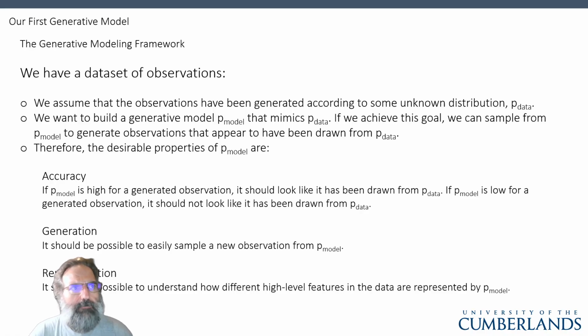So whenever we talk about generative modeling frameworks, we assume that we have observations that have been generated according to some sort of unknown distribution. So we don't know what the distribution of something is, but we assume that there is a distribution. And then we build a generative model, and we call that model P-model, that mimics the data. And if we achieve that goal, we can then sample from the model to generate observations that appear to have been drawn from the population of the data.